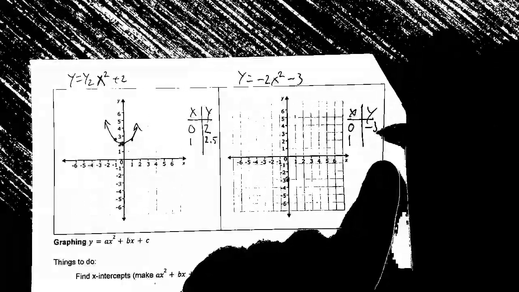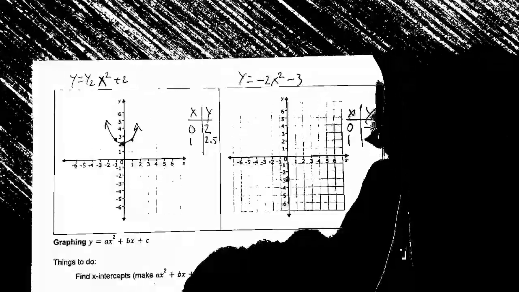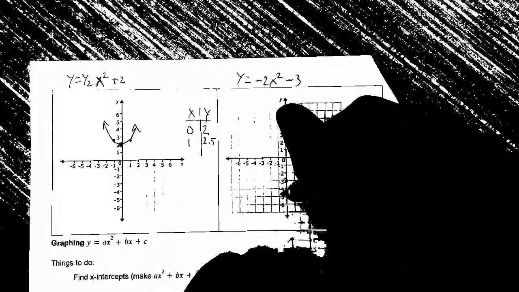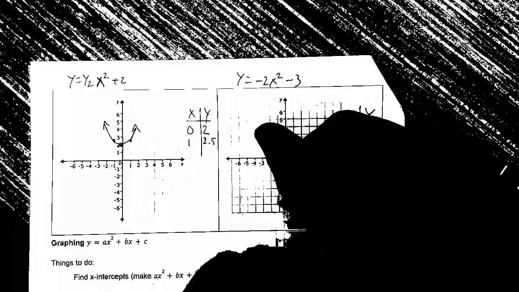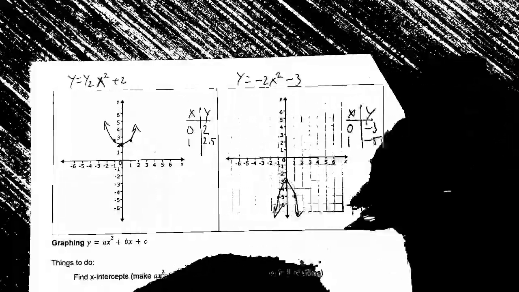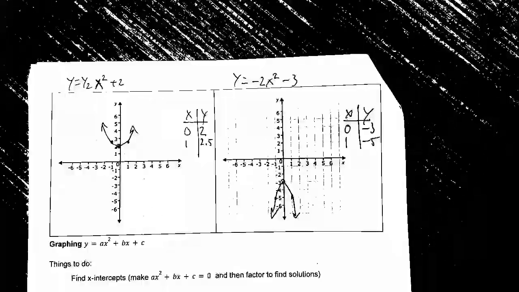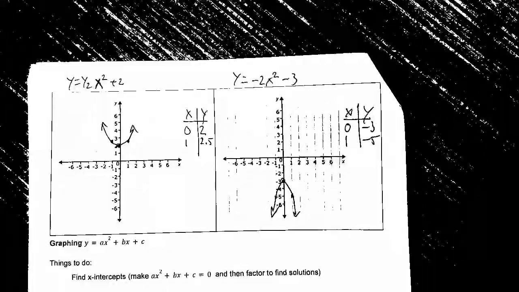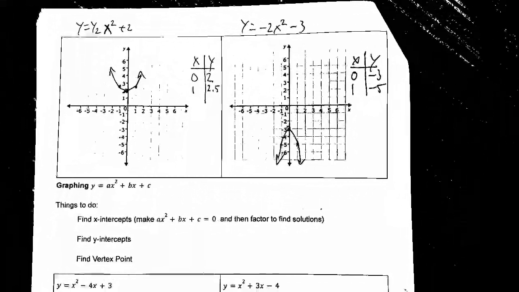On the right side, we have 0, -3. When I plug in a 1, I'm going to get -5. So we'll have this sketch. Okay? Are we feeling okay? So fast. When in doubt, make a table.